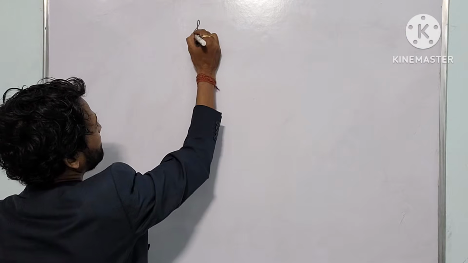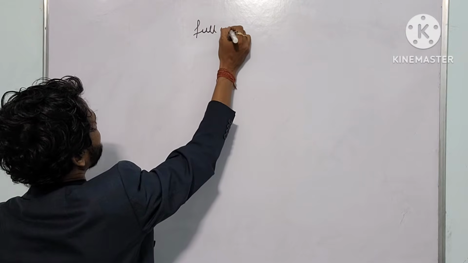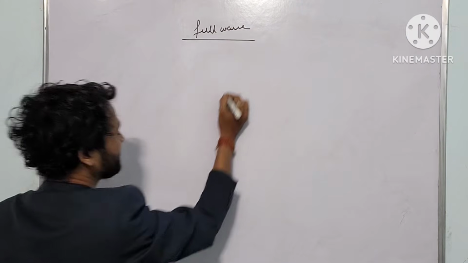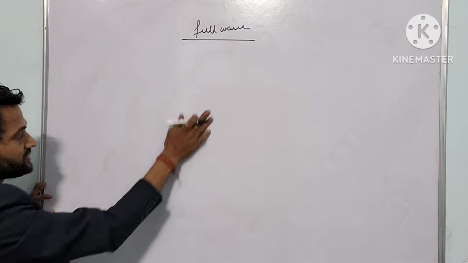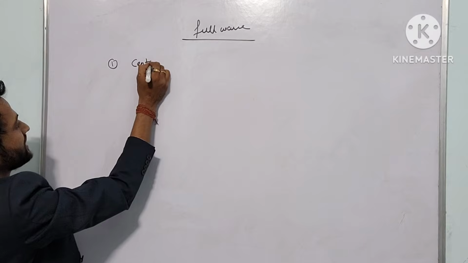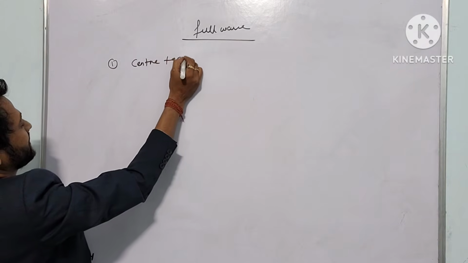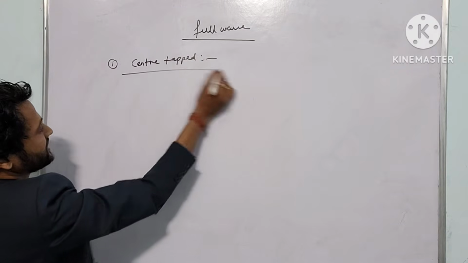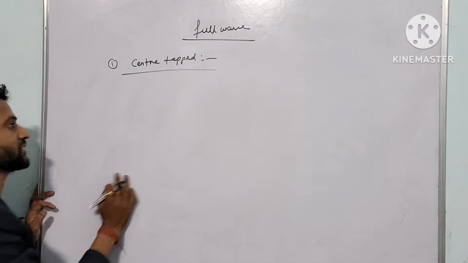Now I will discuss the full wave rectifier. As I have told, full wave rectifiers are of two types: one is center tap, second is bridge type. So first we will discuss the center tap rectifier. The center tap rectifier uses two diodes, okay.